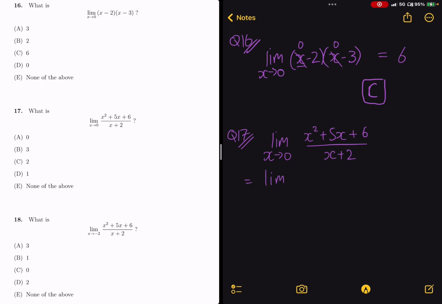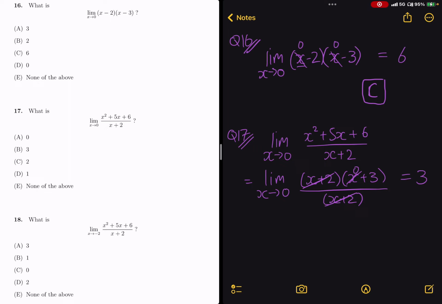So this is the same as the limit as x approaches 0. The numerator we can factorize into (x + 2)(x + 3) all over x + 2. The x + 2's cancel. So this whole function is approximately similar to the function x + 3. As x approaches 0, the x is essentially just going to become 0. So this will end up being equal to 3. This function will approach 3. And so the answer is going to be B.